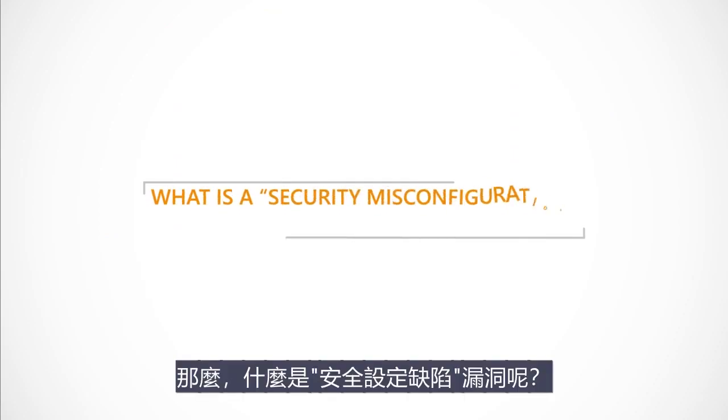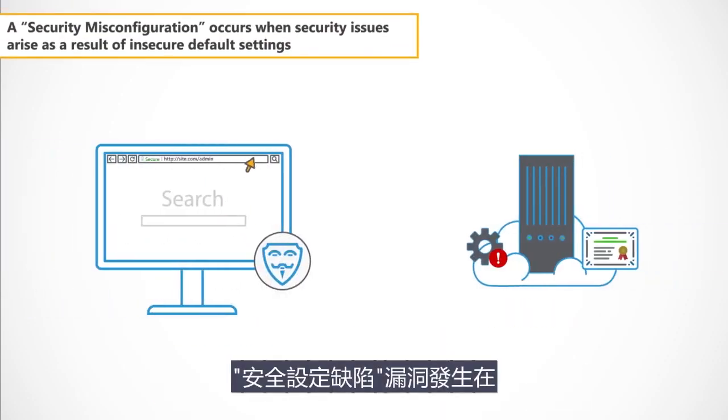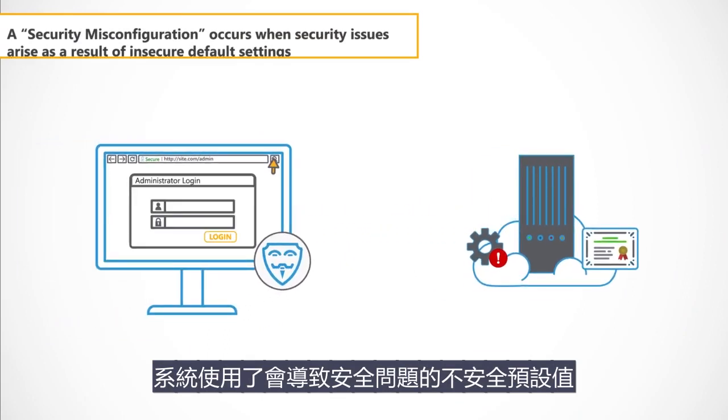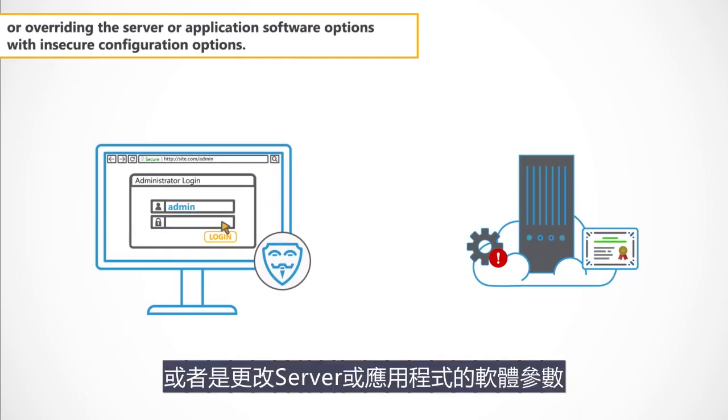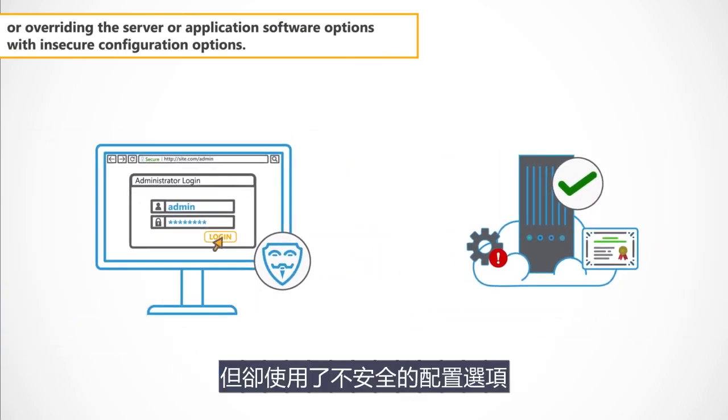So, what is a security misconfiguration vulnerability? A security misconfiguration occurs when security issues arise as a result of insecure default settings or overriding the server or application software options with insecure configuration options.